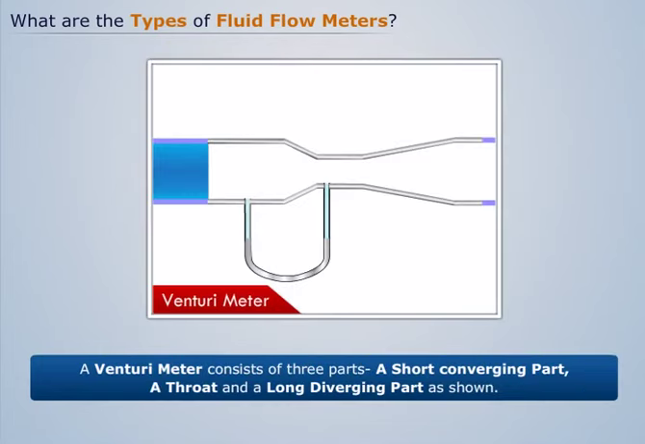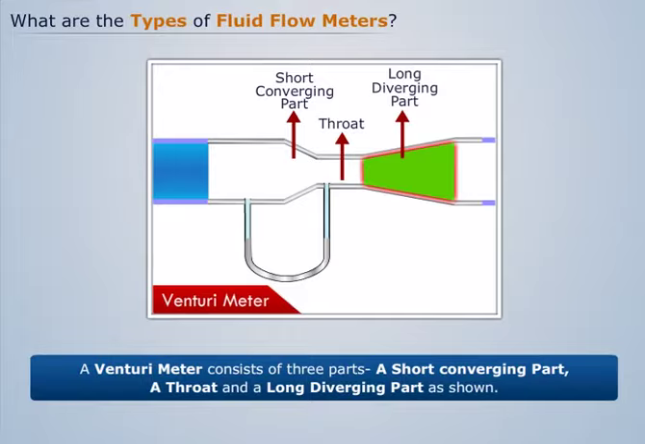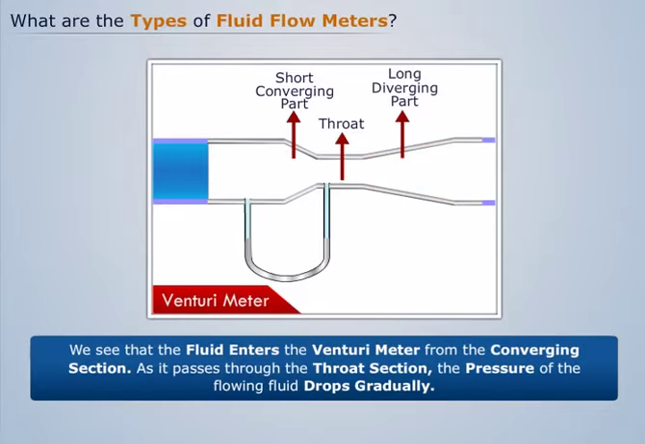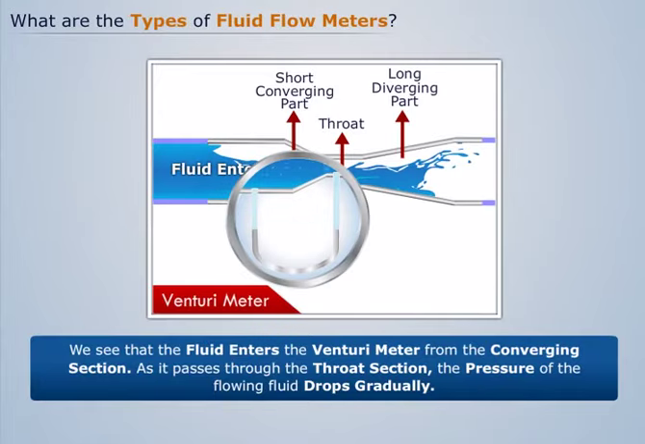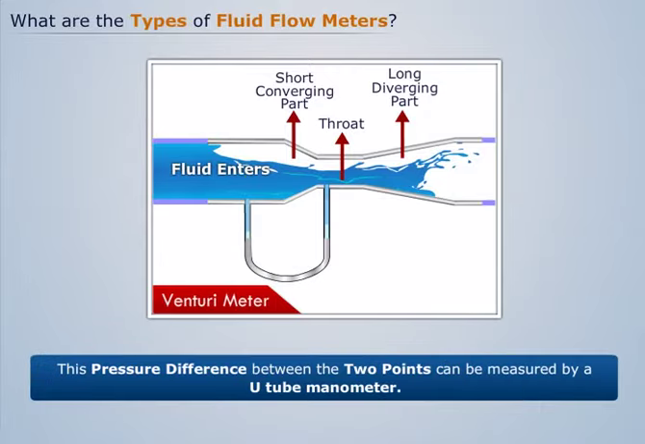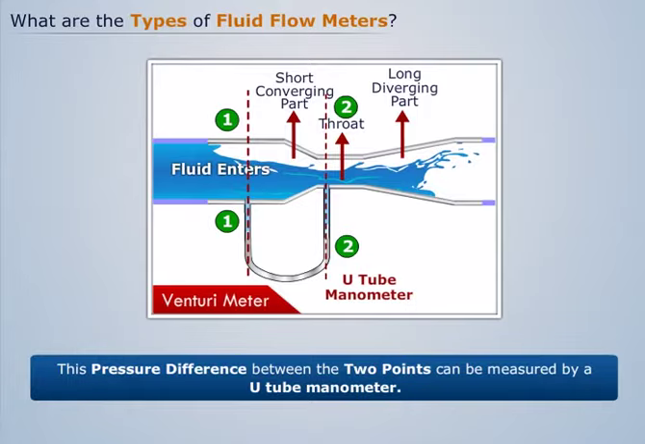A venturi meter consists of 3 parts, a short converging part, a throat, and a long diverging part as shown. We see that the fluid enters the venturi meter from the converging section. As it passes through the throat section, the pressure of the flowing fluid drops gradually. This pressure difference between the 2 points can be measured by a U-tube manometer.